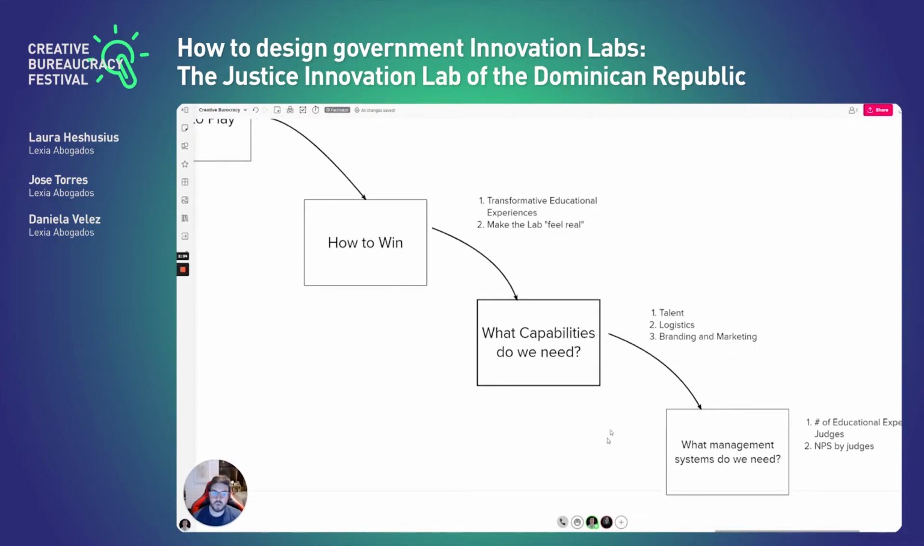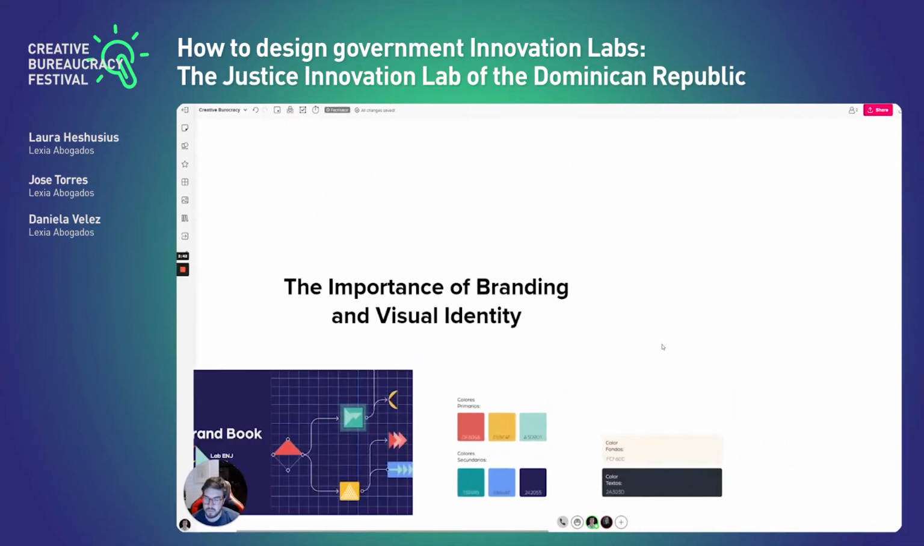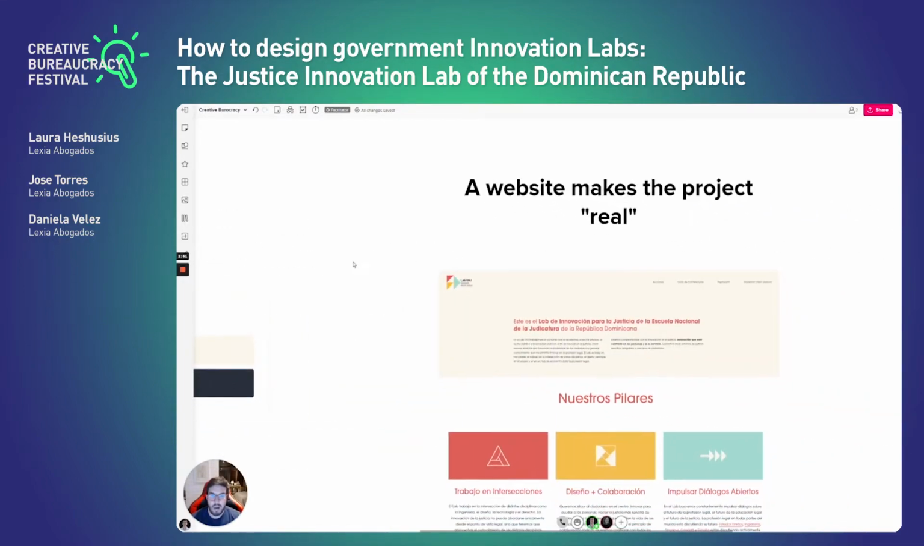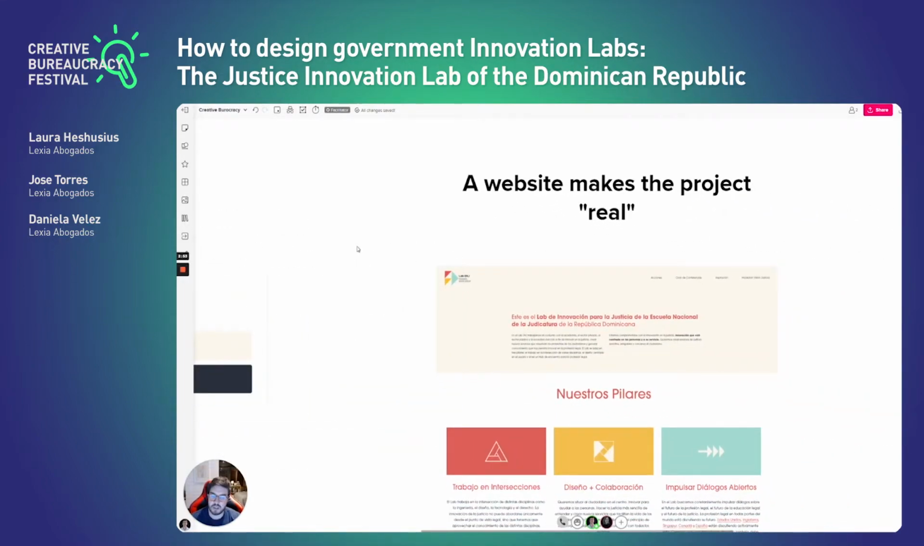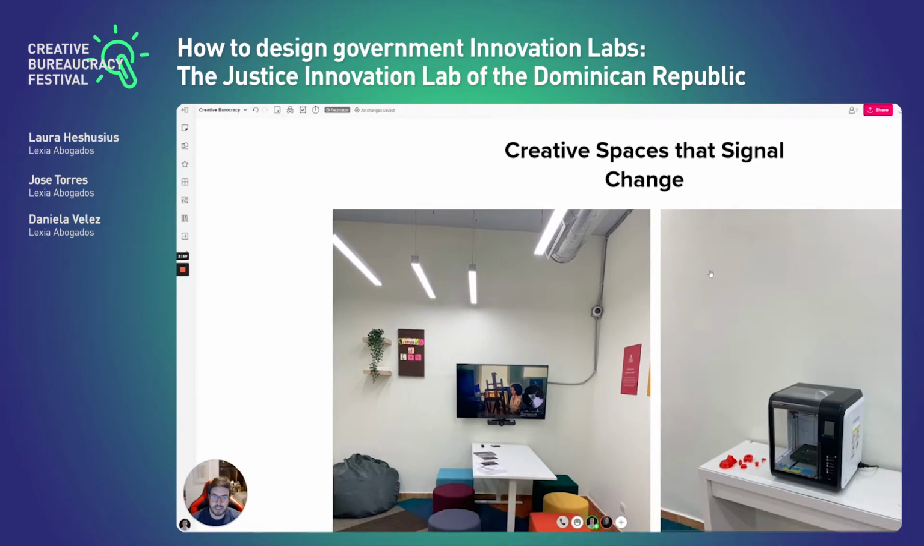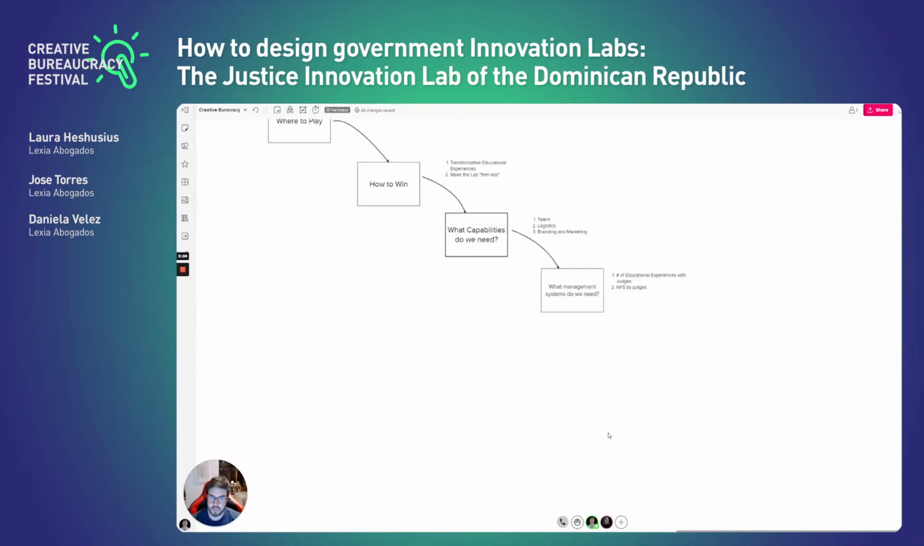What capabilities did we need? Talent, logistics, branding, and marketing, tied to making the lab feel real. And I'll show you how we made the lab feel real. First, with the importance of branding and visual identity. This is the brand book for the lab that we created, very innovative for a judiciary. A website actually made the lab feel real, especially when everyone was working from home back in 2020. And now we actually have created spaces that signal change. So you actually feel that there's a lab in the judiciary.